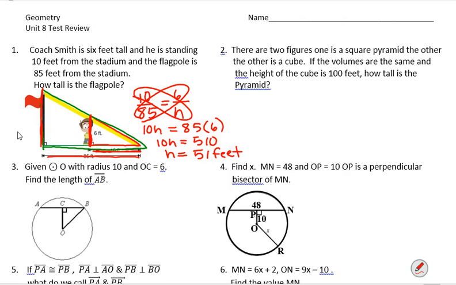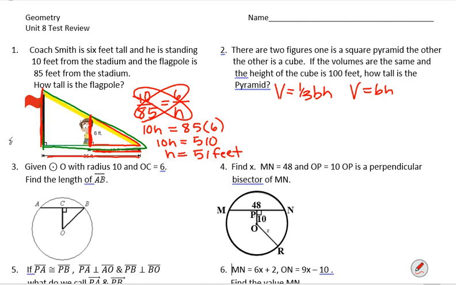Number 2 says there are two figures. One is a square pyramid. The other is a cube. If the volumes are the same and the height of the cube is 100 feet, how tall is the pyramid? So it's telling us the volumes are the same. So I'm going to compare the volume of a pyramid, which is 1/3 base times height, and then the volume of a cube is really base times height. So this problem tells us that the height of the cube is 100 feet.